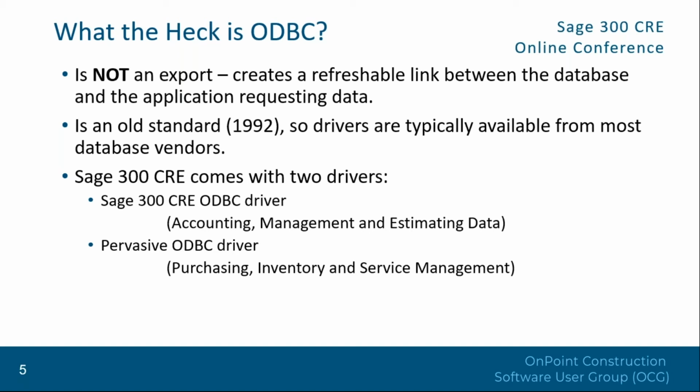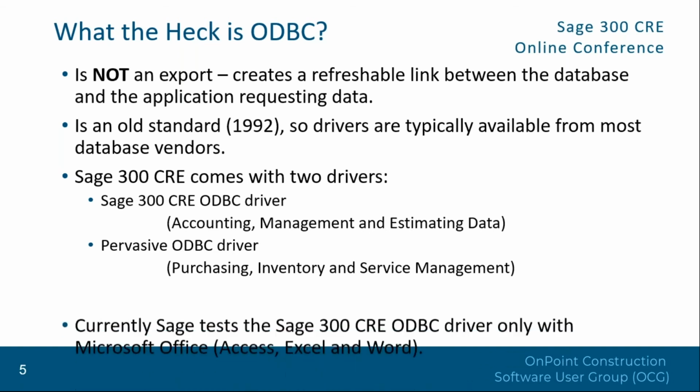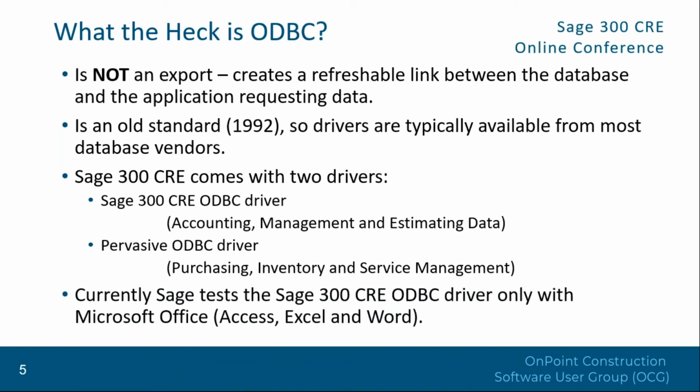As far as the Sage 300 CRE driver is concerned, currently Sage tests it only with Microsoft Office. So Access, Excel, and Word. We are not going to be doing any Word examples, by the way, in today's webinar, which is kind of a shame because you can do really great mail merges and contract paperwork using ODBC. But just be aware, it's pretty much the entire Office suite we can access using the Sage 300 driver.